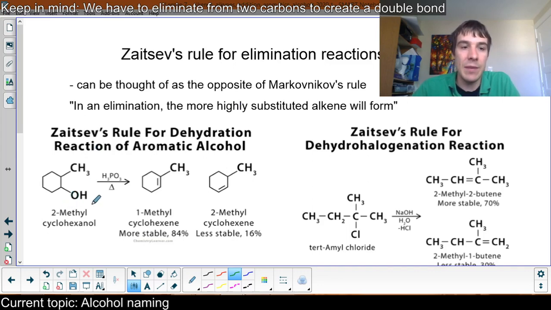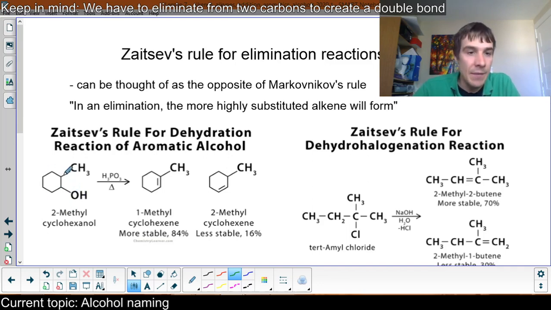Here's 2-methyl cyclohexanol. So 2 because 1, 2, right, going this way. The carbon with the OH automatically gets the number 1. This is actually a bad name because of the capital letters. Don't use capital letters. IUPAC says it's bad. So here is 2-methyl cyclohexanol.